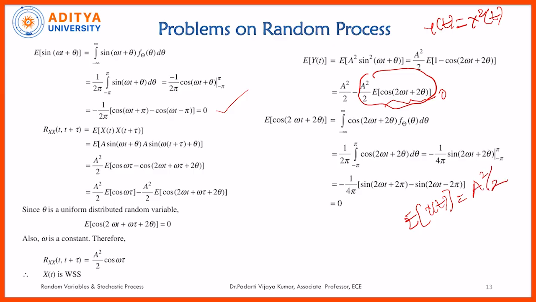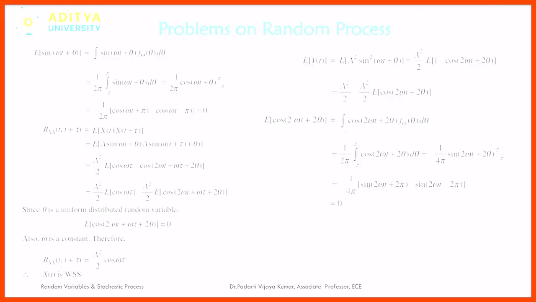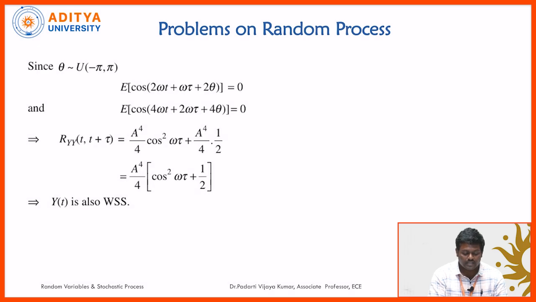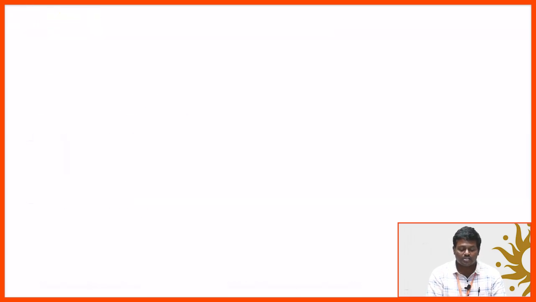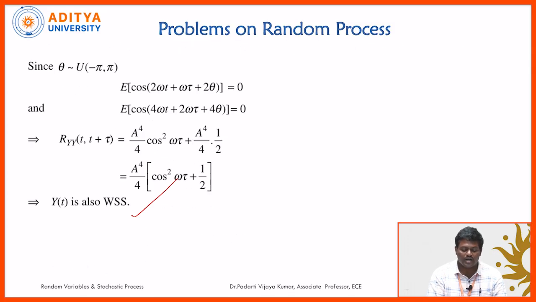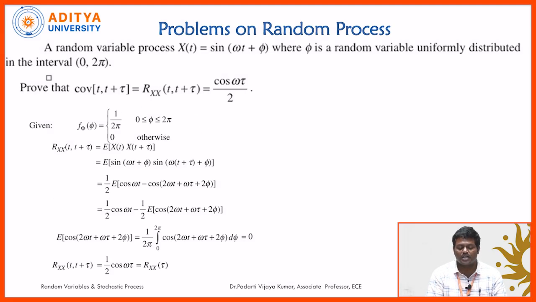Next, we need to compute the cross correlation function Rxy. First we compute the autocorrelation, we will get A²/2 cos(omega tau), and similarly Ryy(tau) we calculate. So, y(t) is also wide-sense stationary, and x(t) is wide-sense stationary. So, both conditions are satisfied. So, clearly we can conclude that x(t) and y(t) are jointly wide-sense stationary random processes.